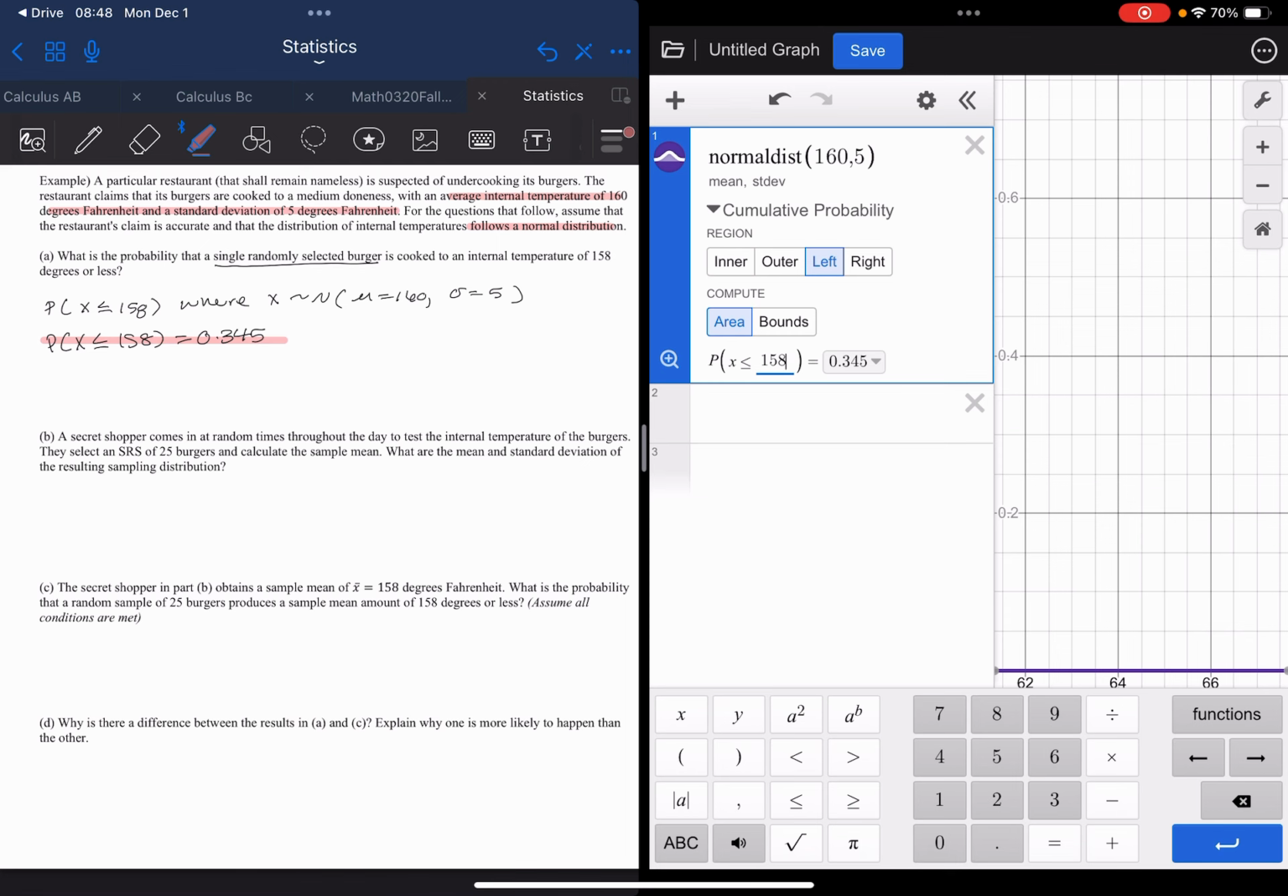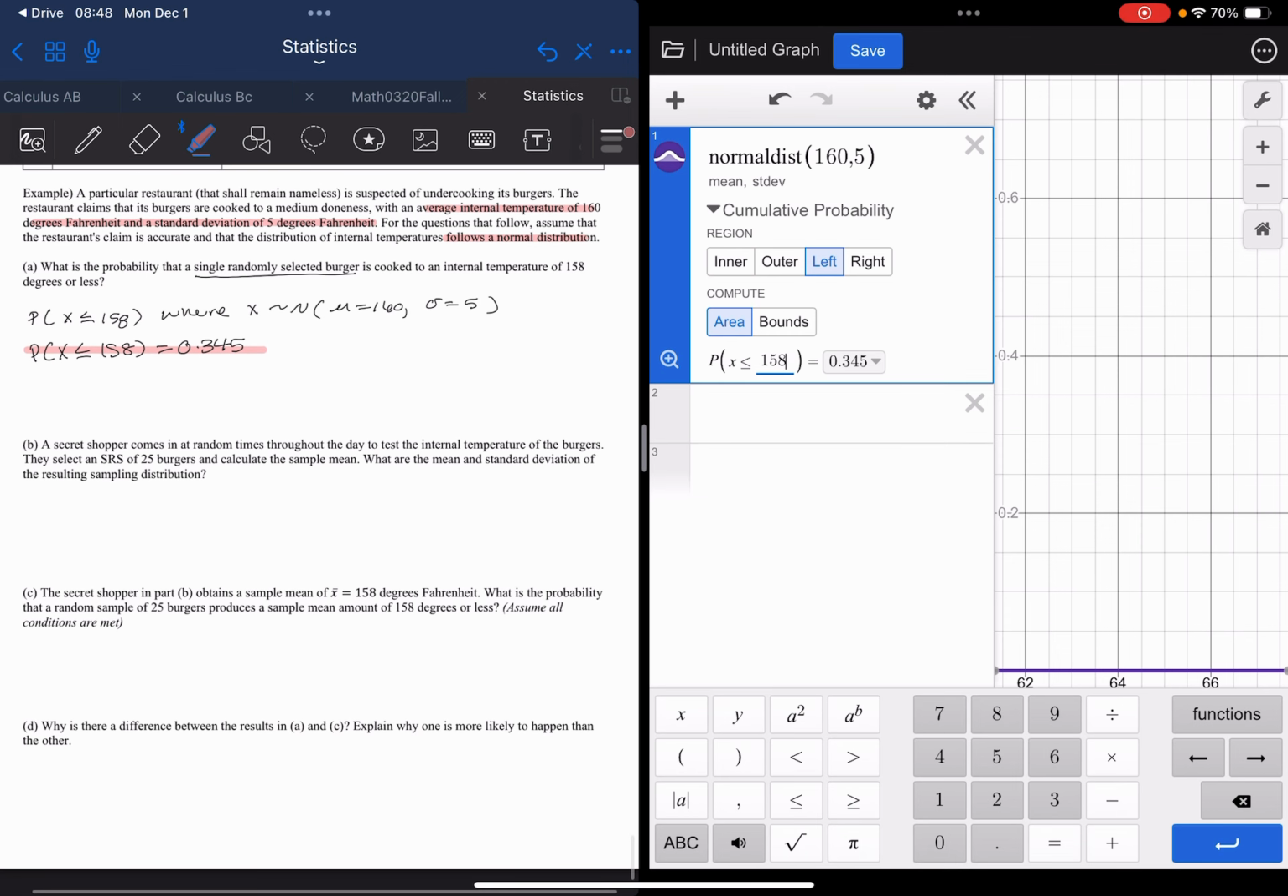Okay, part B says a secret shopper comes in at random times throughout the day to test the internal temperature of the burgers. They select an SRS of 25 burgers and calculate the sample mean. What are the mean and standard deviation of the resulting sampling distribution?